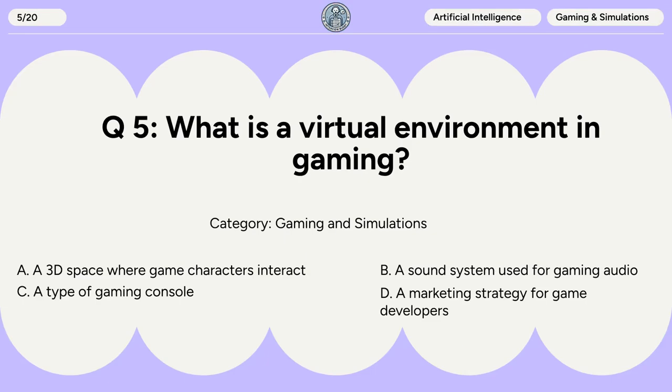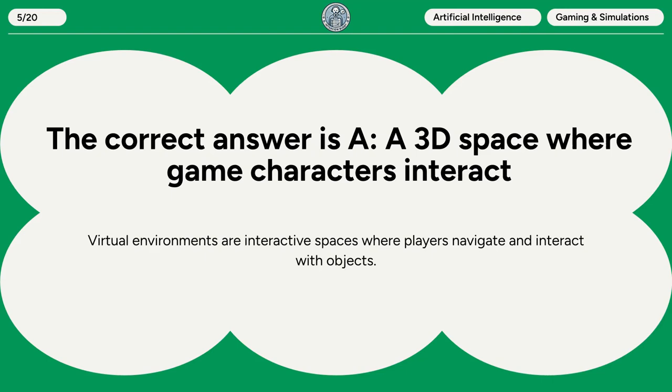Question 5. What is a virtual environment in gaming? A. A 3D space where game characters interact. B. A sound system used for gaming audio. C. A type of gaming console. D. A marketing strategy for game developers. The correct answer is A. A 3D space where game characters interact. Virtual environments are interactive spaces where players navigate and interact with objects.